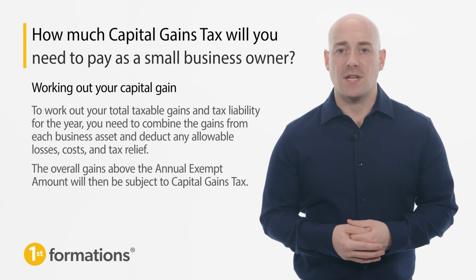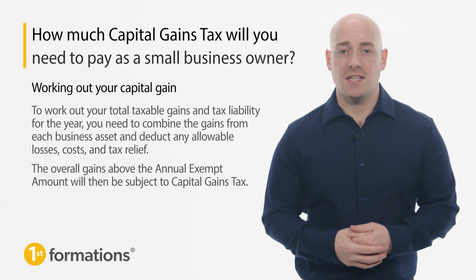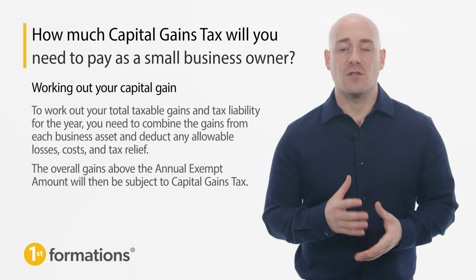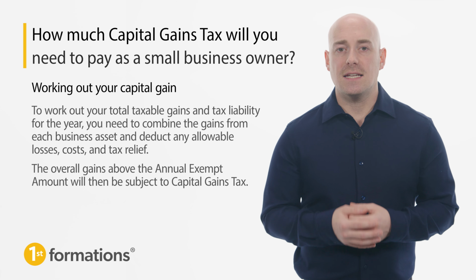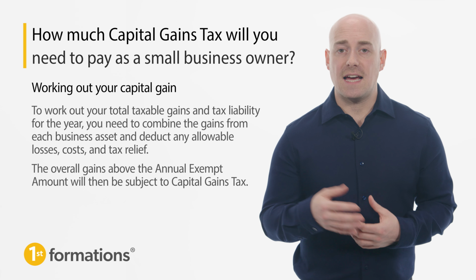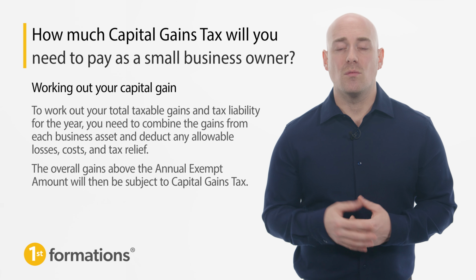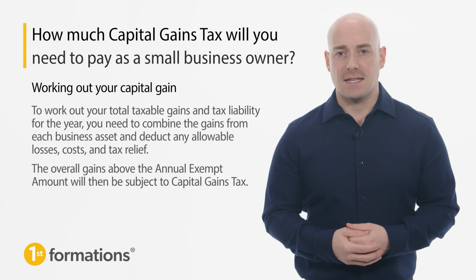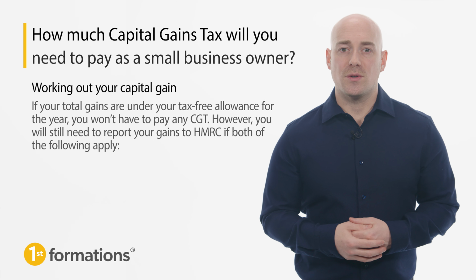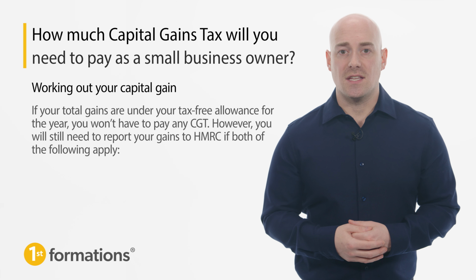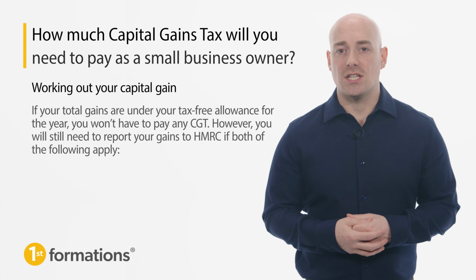To work out your total taxable gains and tax liability for the year, you need to combine the gains from each business asset and deduct any allowable losses, costs, and tax relief. The overall gains above the annual exempt amount will then be subject to capital gains tax. If your total gains are under the tax-free allowance for the year, you won't have to pay any CGT.